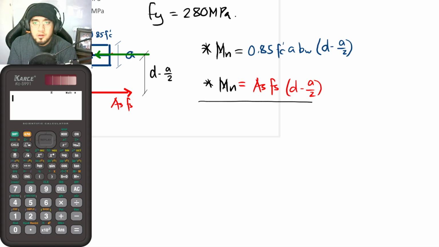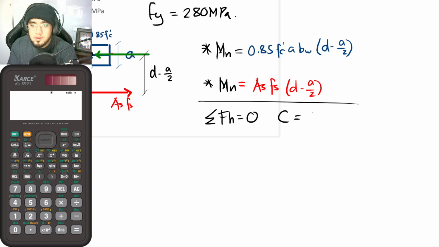In order for us to get the value of a, we can get the summation of forces horizontal equal to 0, to the right positive, for example. And let's say from that, C is equal to T, or compression is equal to tension. Rewriting all of them, that is now equal to 0.85 f'c times a times bw. This is now equal to As times fs.